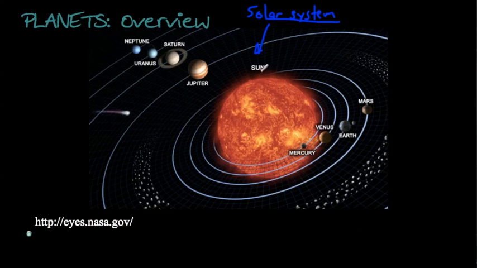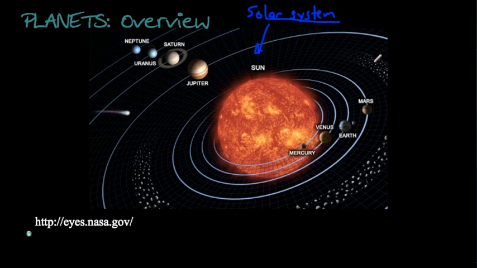So the central thing is the sun. That's the star that's got all the fusion going on in it, giving off all the light. Then we have the first planet, which is Mercury. Then we have Venus. Then we have Earth. Hey, that's where we live. Then we have Mars. Then we have this region over here called the asteroid belt.